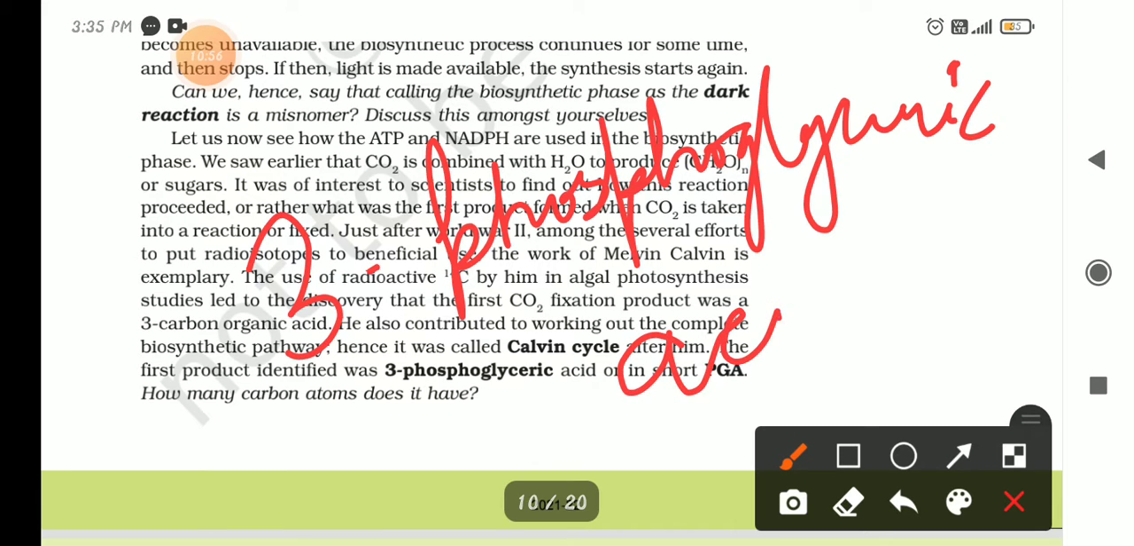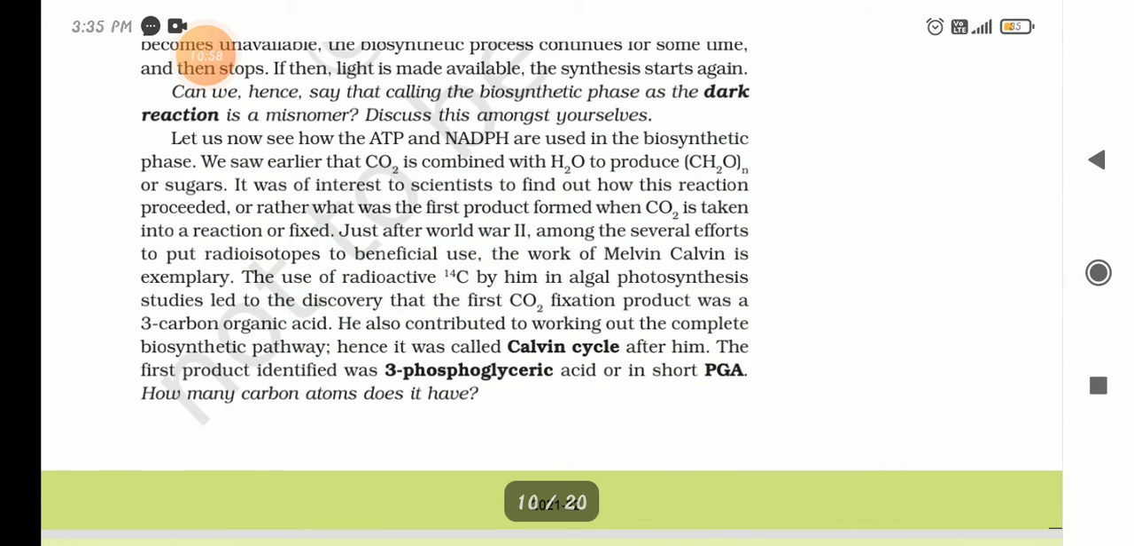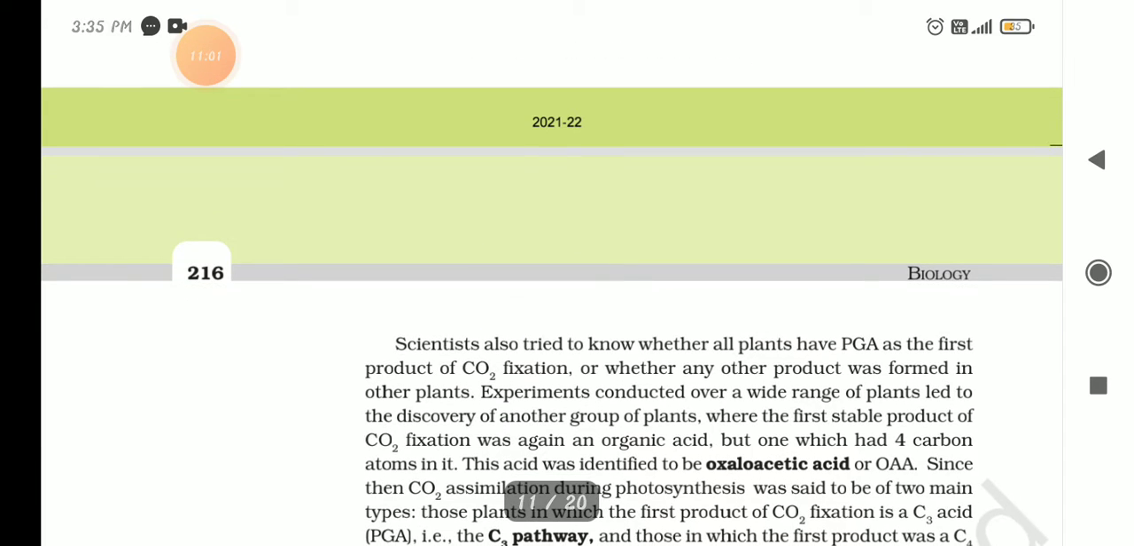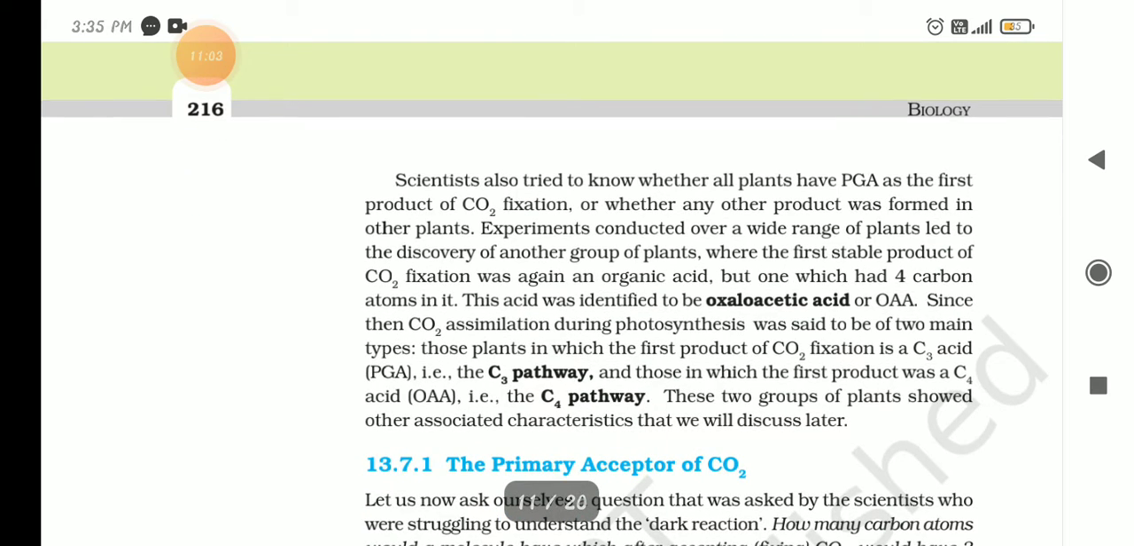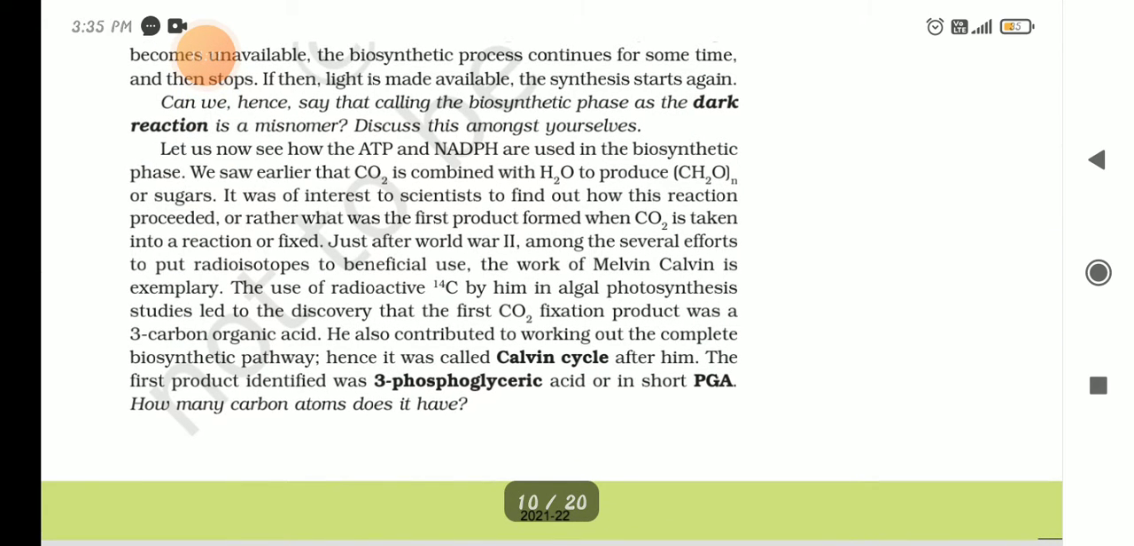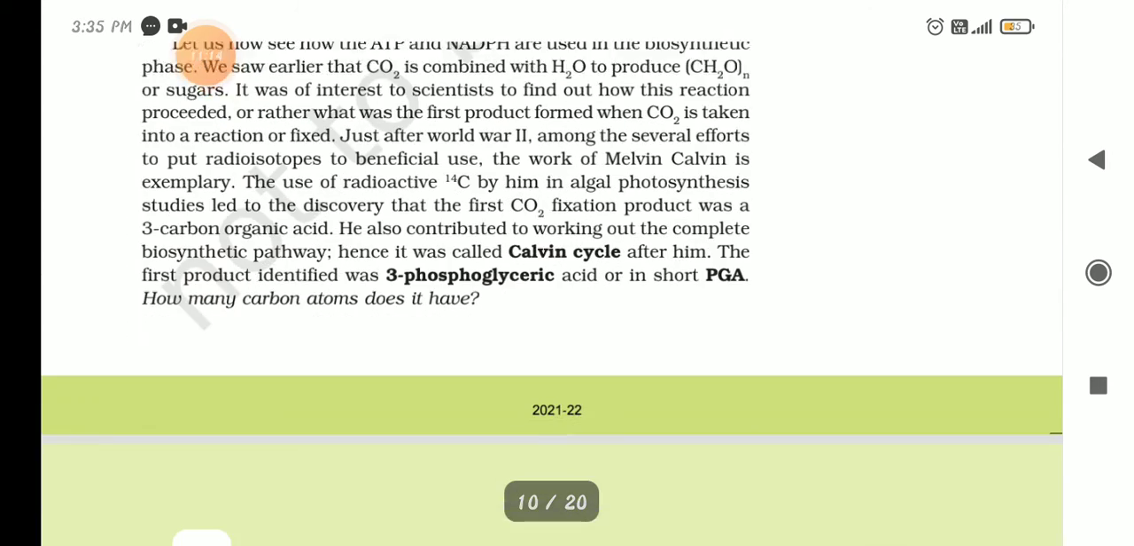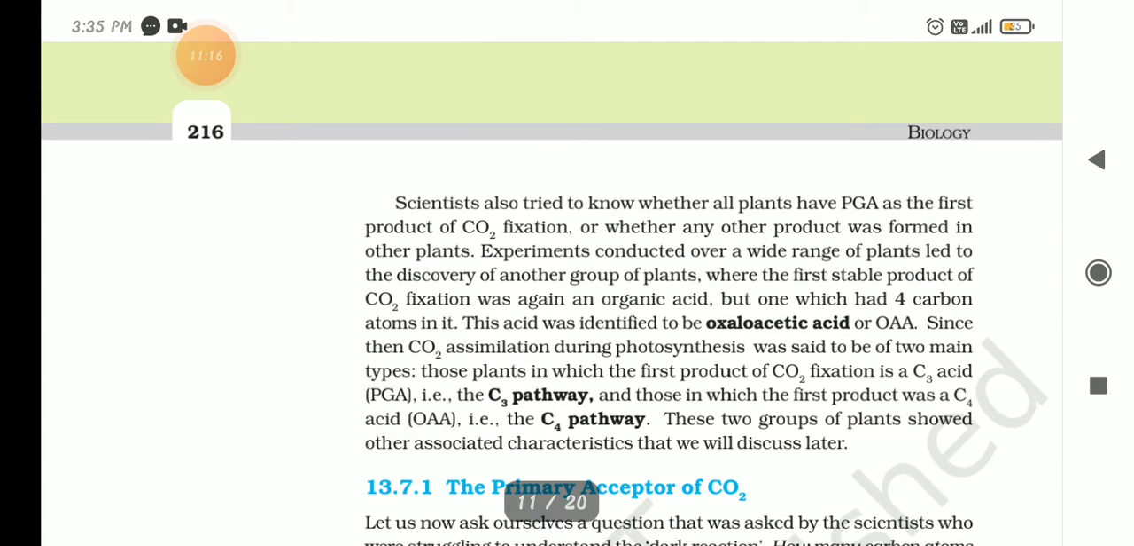Done. Let's talk about the next point. It is written that scientists also tried to know whether all plants have PGA as the first product. Here we read that the first product of CO2 fixation was 3-phosphoglyceric acid, but later the scientists were very curious to know whether the same happens in plants or whether some other product is formed. So experiments were conducted to find the answer to their curiosity.